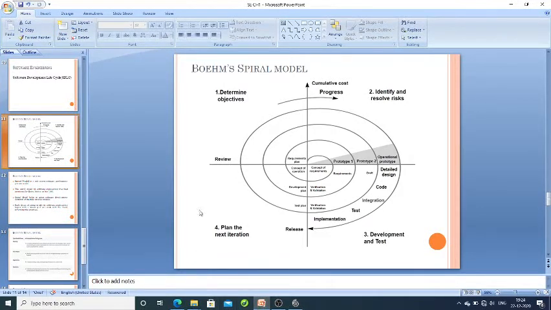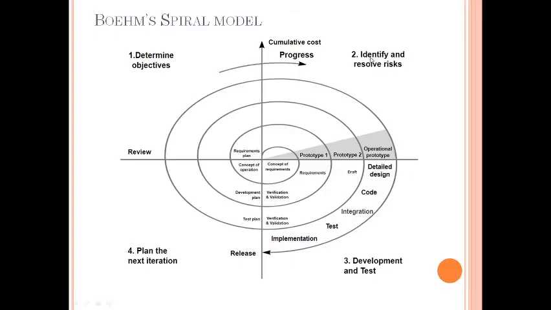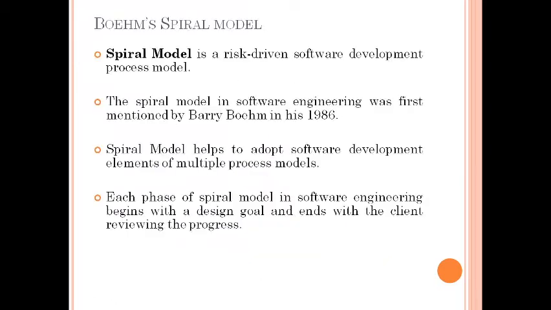You can see there are four phases: determine objectives, then identify and resolve risk, then development and testing, and plan the next iteration. We are going to follow these four steps in Boehm's spiral model, and it's not that it has to be in sequence, because whenever the requirement comes, accordingly we'll be following these four phases. So this is Boehm's spiral model.